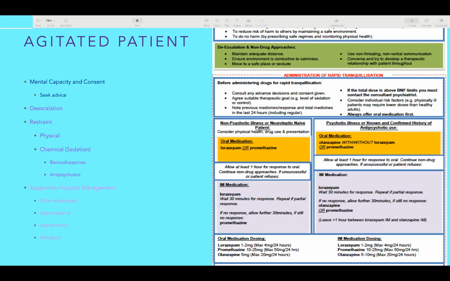And then once you've chemically sedated and you've got control of the situation, then you're looking at supportive hospital management. So looking at whether they've taken other substances, treating any hypovolemia, hypothermia, and any metabolic disturbance. I would probably look at Toxbase to see if there's any evidence of other drugs taken, and certainly things like CKs, electrolytes and blood gases. In that situation, that's what we'll be doing to make sure there's nothing else going on.